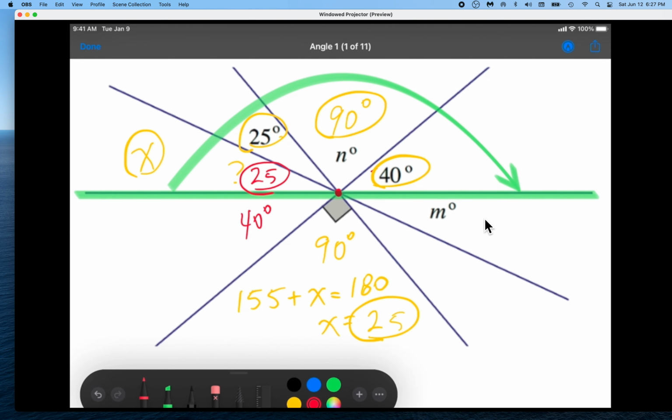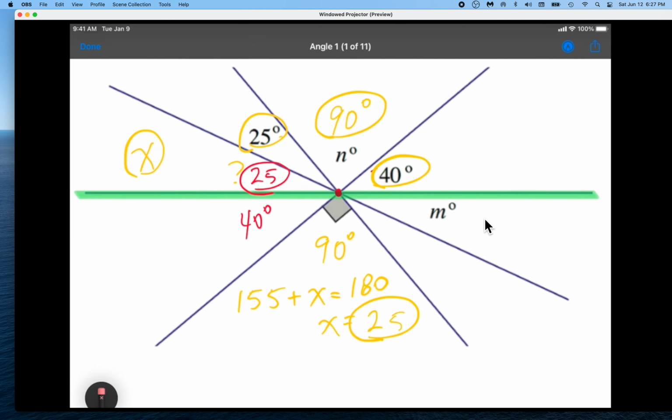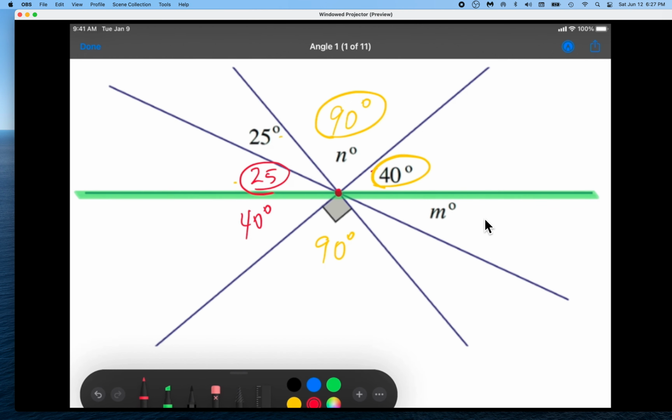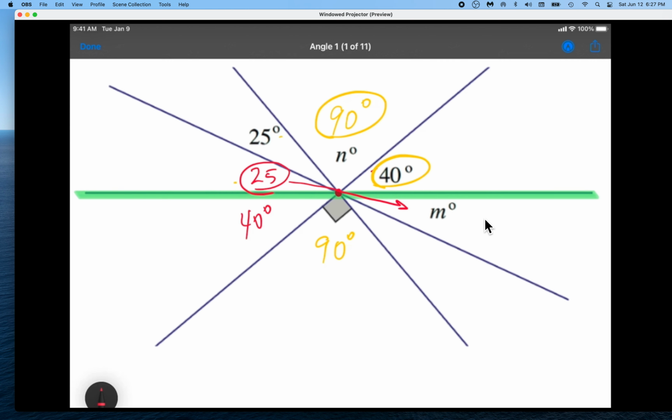Once we have that 25-degree value, look for a vertical angle. Again, you go right through the vertex, and that gives you the value for m. So now we have this diagram completely solved.